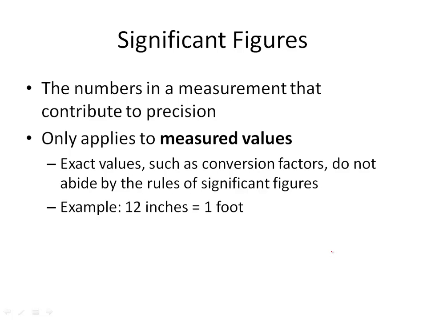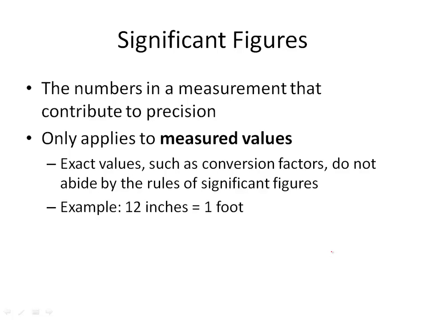So for instance, things that are considered exact values are conversion factors, counting objects. They don't abide by significant figure rules. So for example, 12 inches equals 1 foot. That's a conversion factor. 12 inches is always going to be equal to 1 foot. They're the exact same thing, they just have different units attached to them. We would not consider these as significant figures.